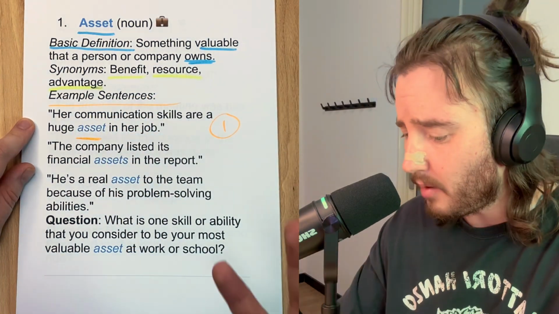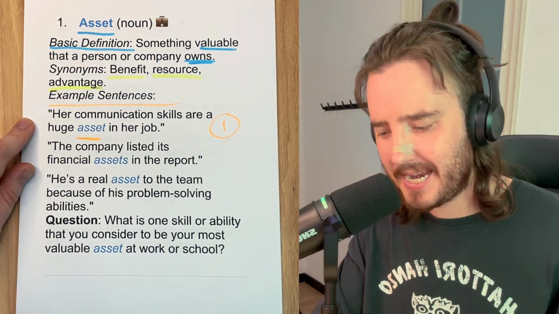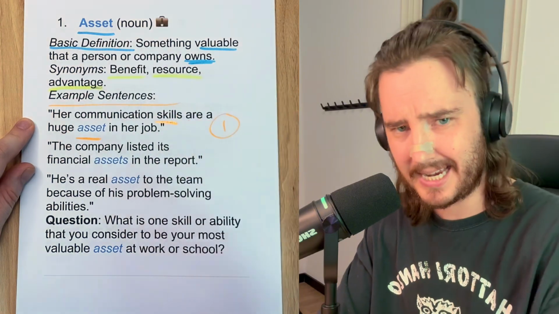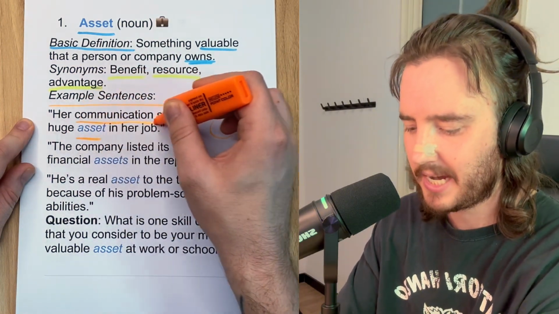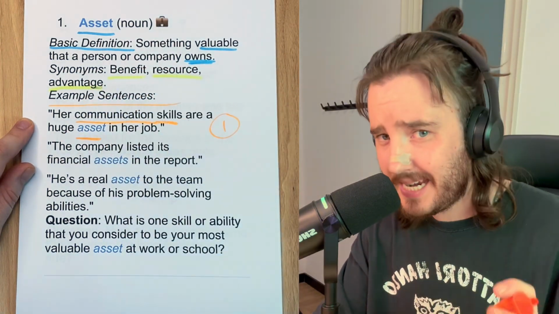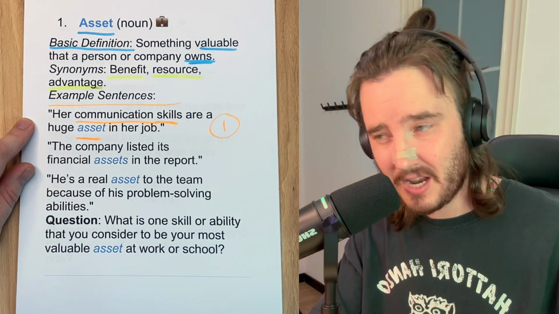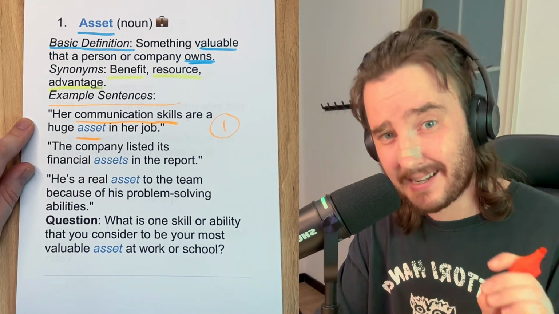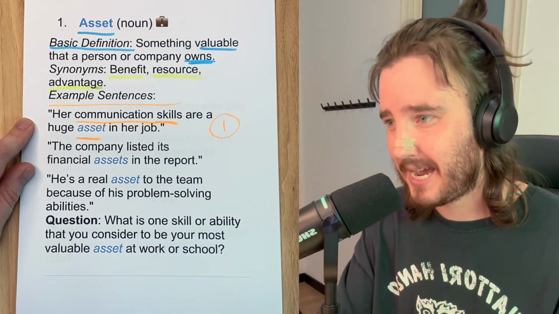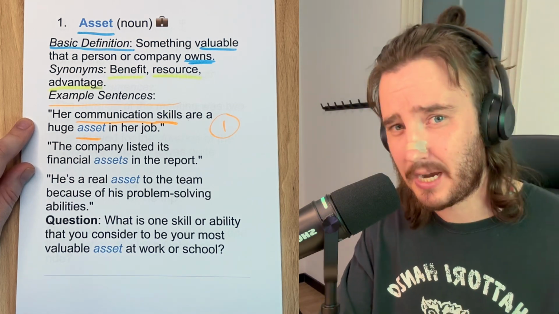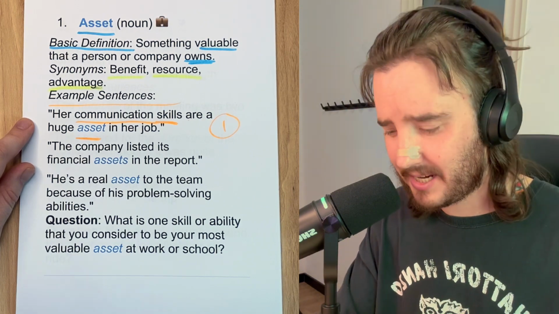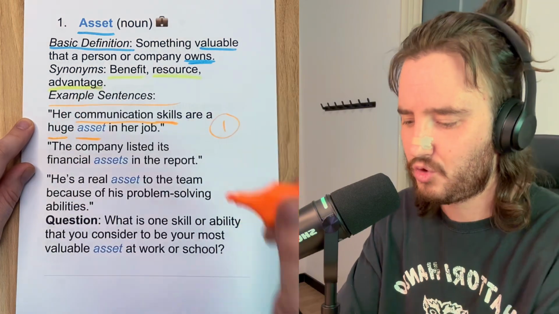Okay, so we have a woman and she has a job, right? And in that job, she has some skills. What kind of skills? She has communication skills. Now, these communication skills, her ability to communicate, these are an asset to her. Okay, that's how we can use asset here. They are an asset to her, but not just an asset. They are a huge asset.